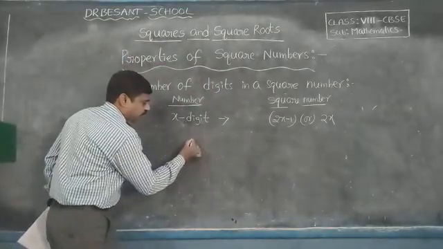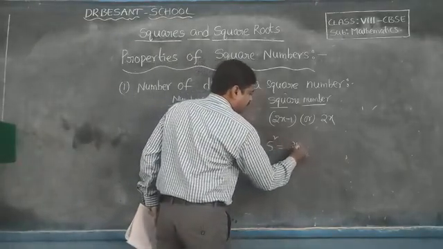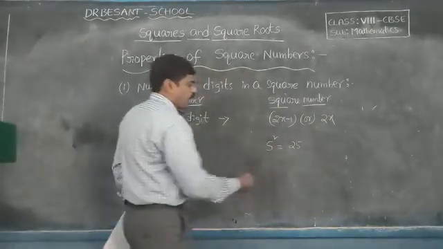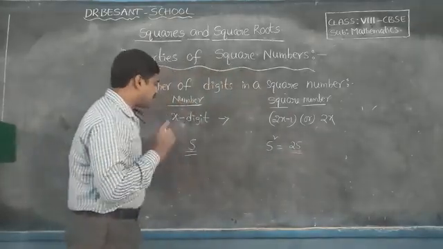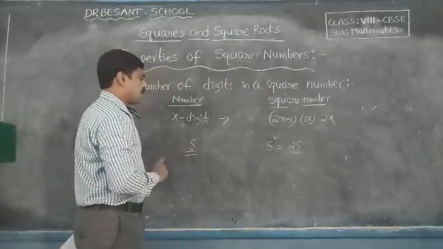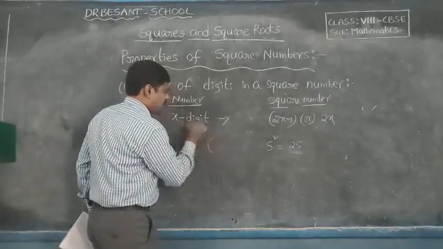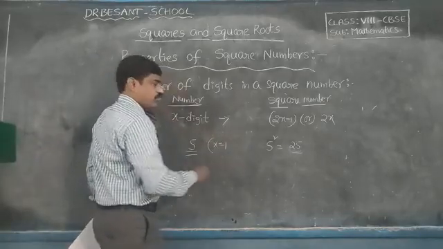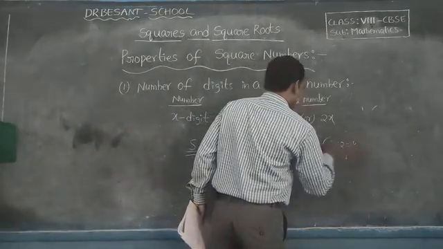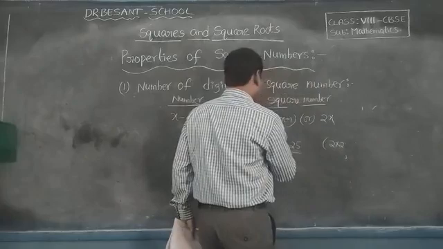So one example, suppose you take the number 5. Then what is the square number? 5 square is equal to 25. So how many digits? Here only one digit. Here how many digits? 2 digits. So here x is equal to 1. Here 2x, 2 ones are 2. 2x minus 1 means 2 ones are 2, minus 1.